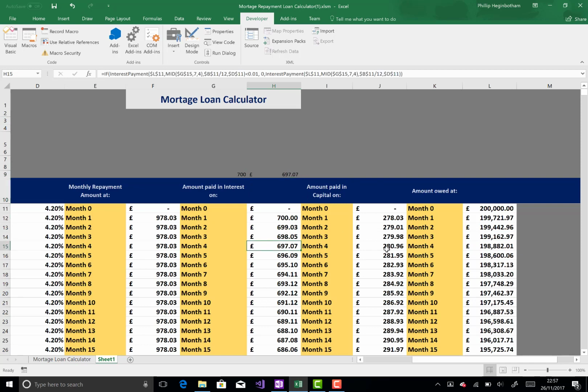697.07. And the amount paid in capital, like I said in the lecture notes, is just going to be equal to the monthly repayment, which is, for example, for the 697 case, this minus this, which gives you the amount paid in capital. There, I've used a function to do it, but you don't need to look at the function, you can do it like that. So that's how you get all these figures.